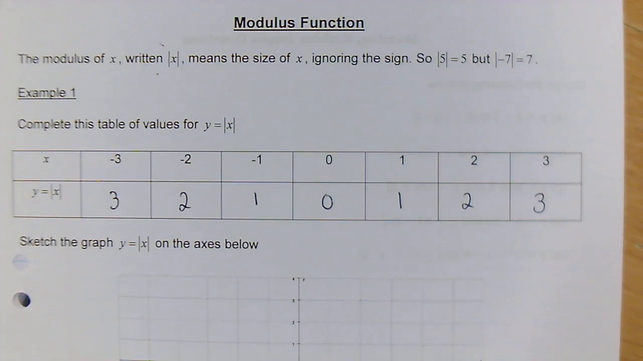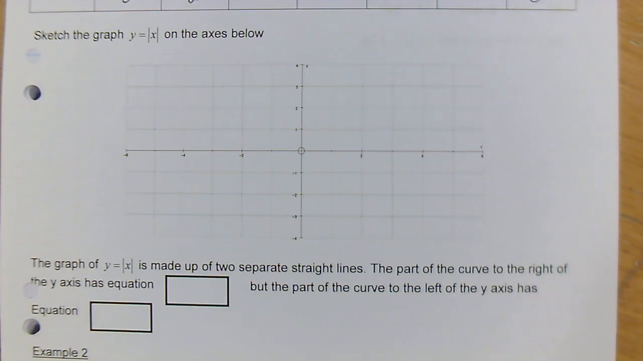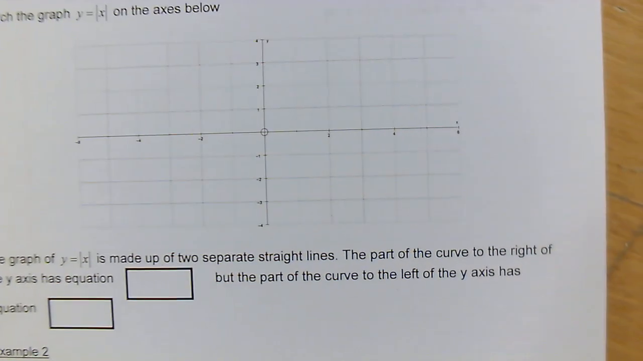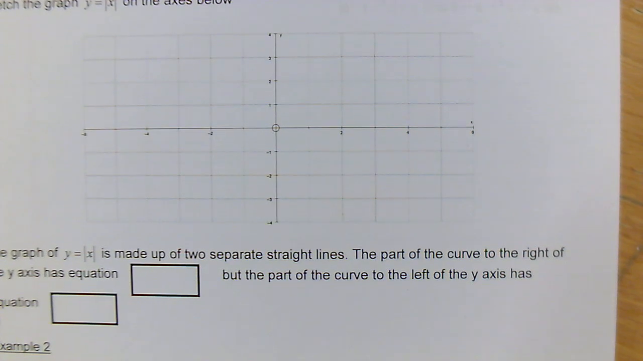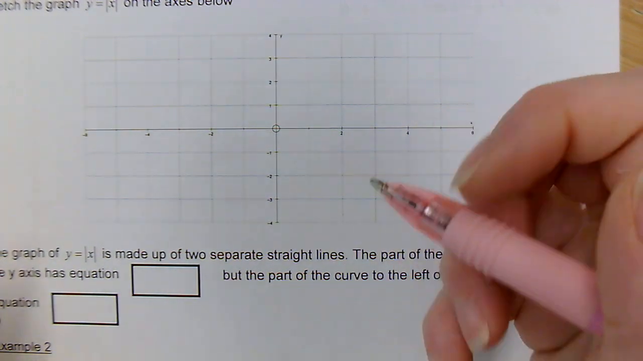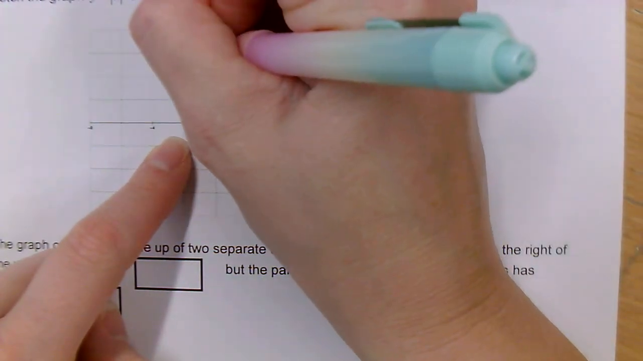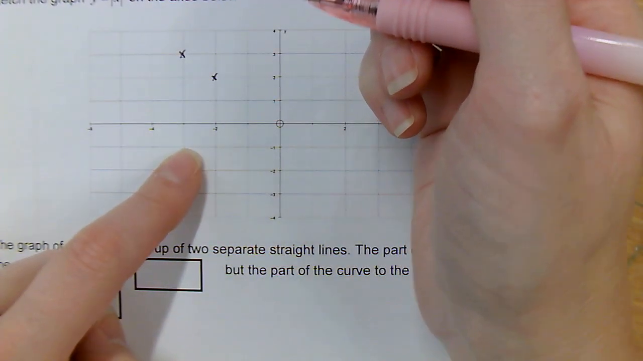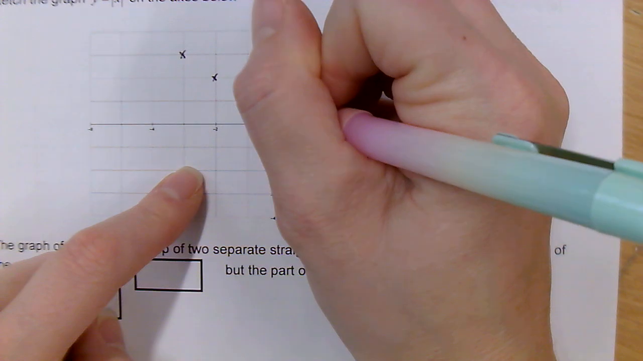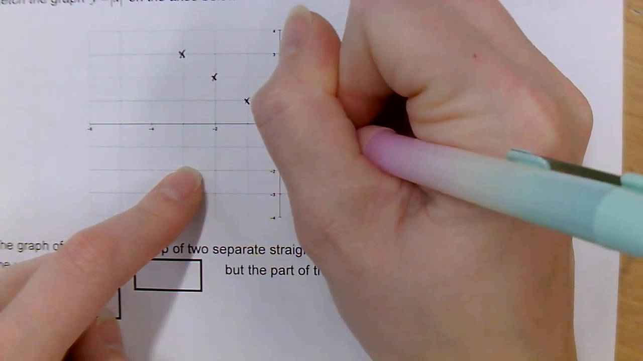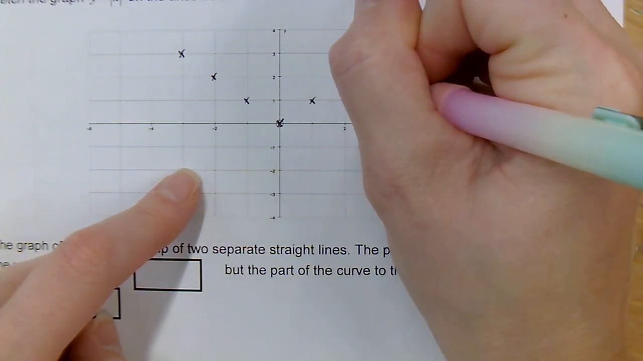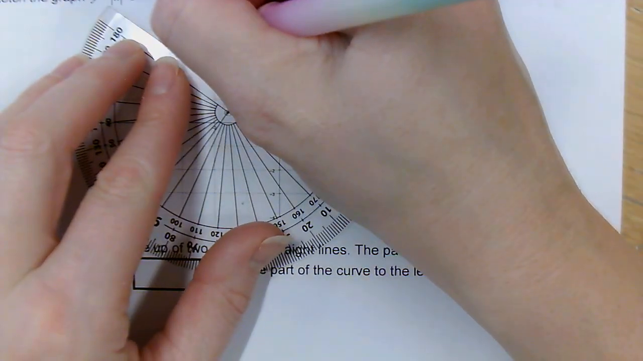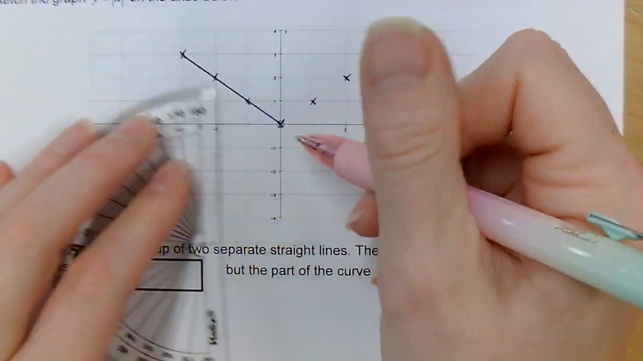Okay, and if we plot that on the graph, I've actually put a blank version of this onto the assignment as well, so you can print it off and draw it if you want to. But we've got when x was minus 3, y was 3. We've got minus 2, 2, minus 1, 1, 0, 0, and then 1, 1, 2, 2, and 3, 3. So you can see we actually get this V-shaped graph.